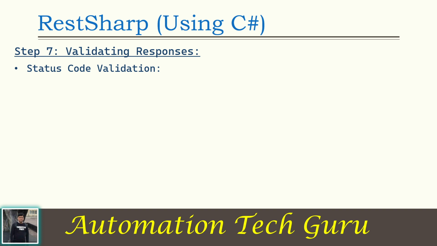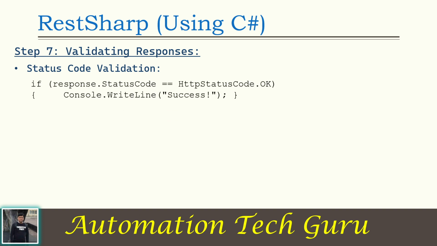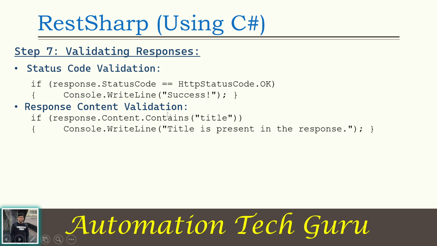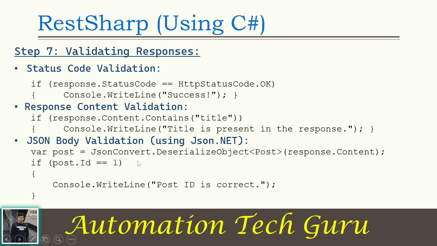Validating responses. So how can we do status code validation? You can check if response.StatusCode is equal to HttpStatusCode.OK, then it is success. For content, you can use the content title, you can pass the title also. JSON body validation using JSON.NET: you can use JsonConvert.DeserializeObject and then if post id is equal to 1, then it is correct.